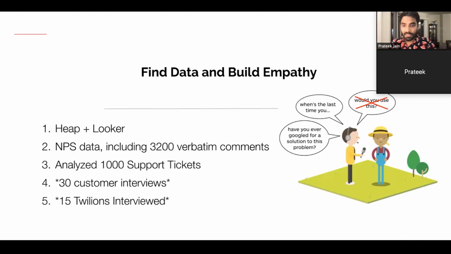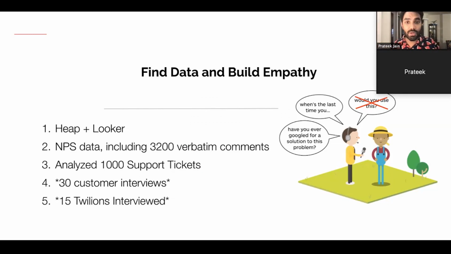And of course, since I'm building something that will benefit Twilio's customers to troubleshoot, and we have so much expertise troubleshooting customer issues ourselves, I found empathy within Twilio's experts within the company, and I interviewed a bunch of them as well.